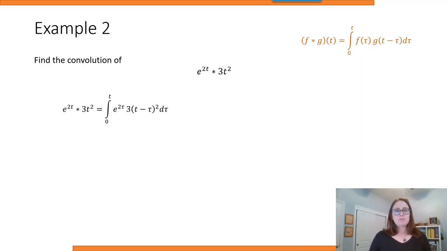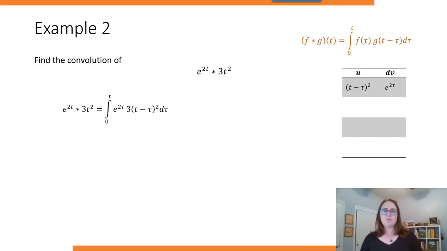I'm going to use integration by parts. I'm going to pull the 3 out in front of the whole integral and just focus on the e to the 2 tau times the t minus tau squared. Since it's a product of functions, integration by parts is going to work really well here. And I'm going to use the tabular method just to make it a little more streamlined, since we would have to do integration by parts a couple of times. So e to the 2 tau is always going to be my last choice for u. So I'm going to make that dv, and the t minus tau squared will be u.